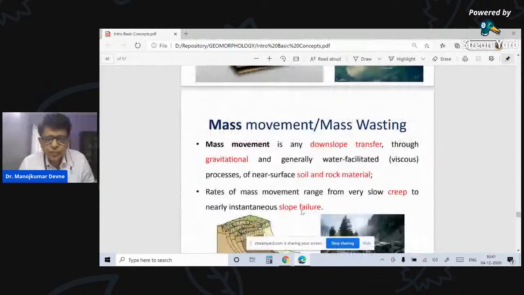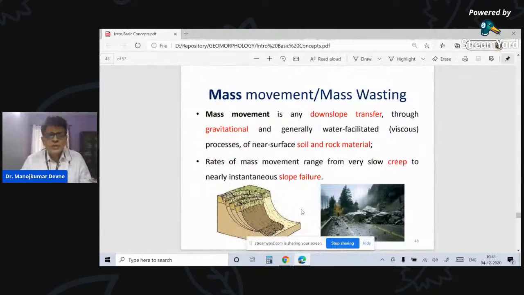Mass movement is a very interesting thing, more related to human beings. As I said, one of the most less discussed processes. It's the downslope transfer of material under gravity. There is no force as such, only gravity. And whatever is transported only by gravity is going to be called mass movement or mass wasting as such.